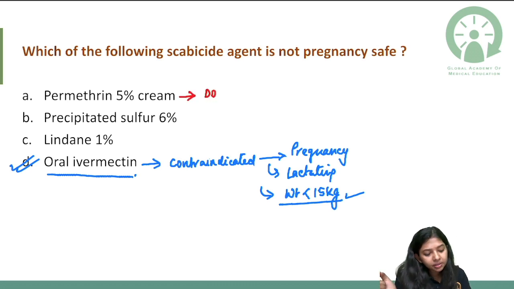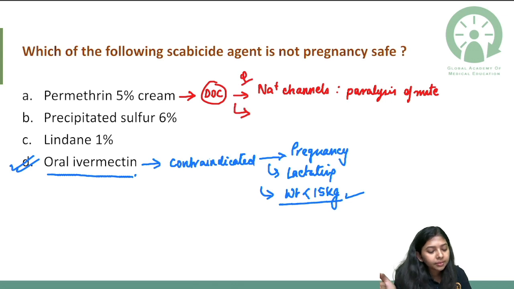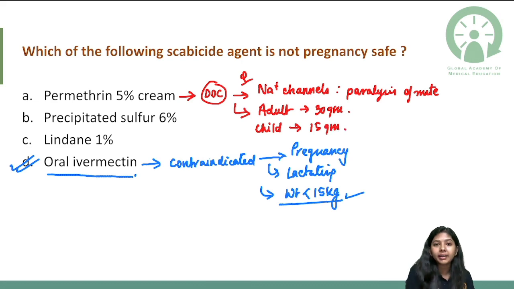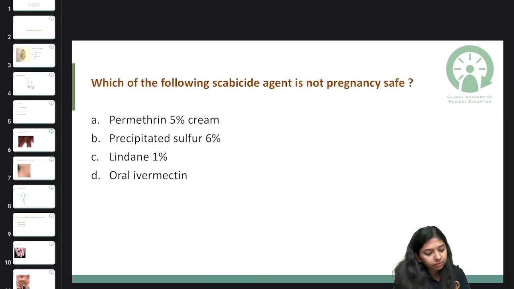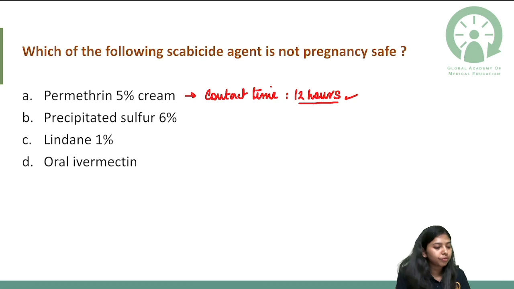Permethrin 5% cream is the drug of choice in scabies. How does it act? It acts on sodium channels. This leads to paralysis of the mite. Okay, another important question. And what is the dose? So in an adult, 30 gram of cream has to be applied, kept overnight. In a child, 15 grams, and we give it for a short contact time. What is the general contact time that we give in an adult? It's 12 hours. Okay, it is kept overnight, it's applied at night, and it is washed off in the morning.